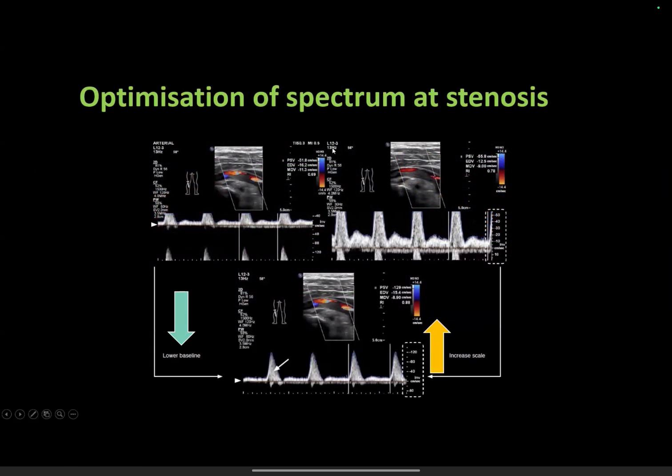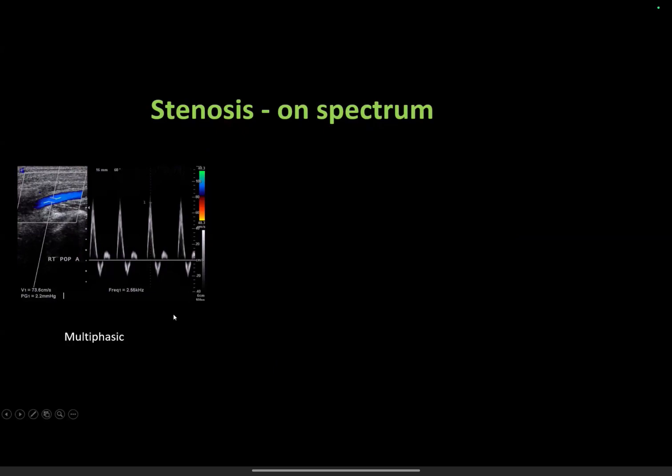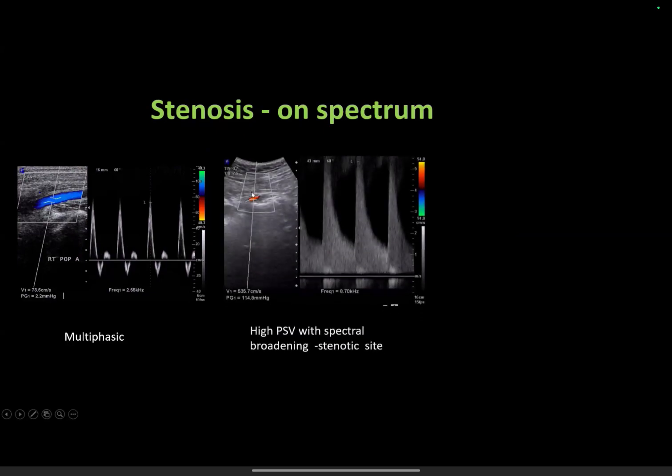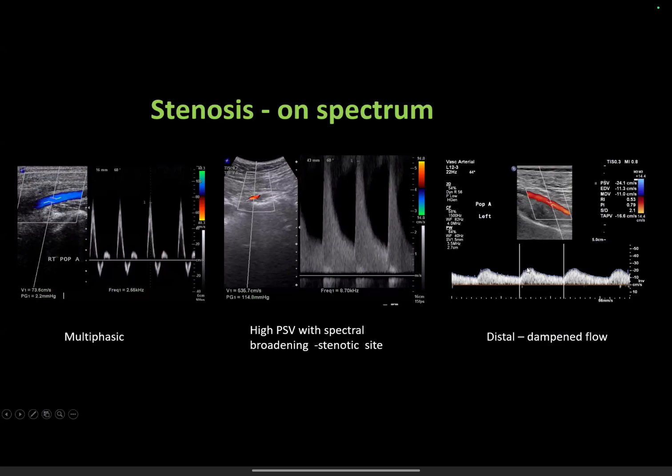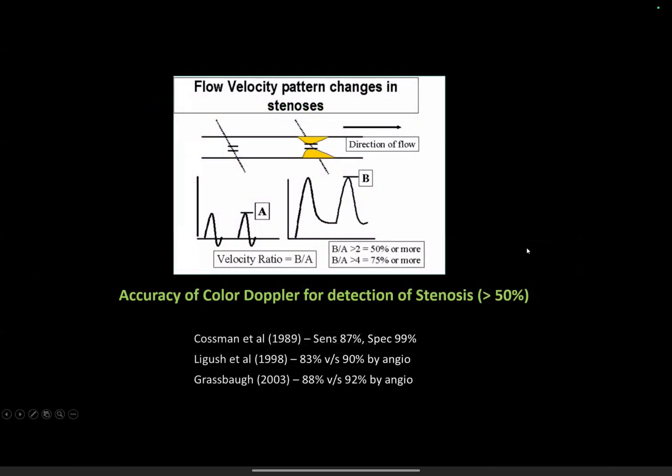And on the spectrum, we have to optimize because there are high velocities. So either we lower the baseline to overcome this aliasing effect, or we increase the PRF or velocity scale to achieve a proper spectrum. So this is a normal peripheral arterial spectrum, which is multiphasic. In the stenotic area, there is abrupt systolic peak, high velocities, complete filling of the spectral window, good diastolic flow, high diastolic velocities. It is typical stenotic flow. And there is dampened flow distal to the stenosis in the downstream artery. So flow velocity changes in the stenotic area are high velocity, spectral broadening, high diastolic frequencies.